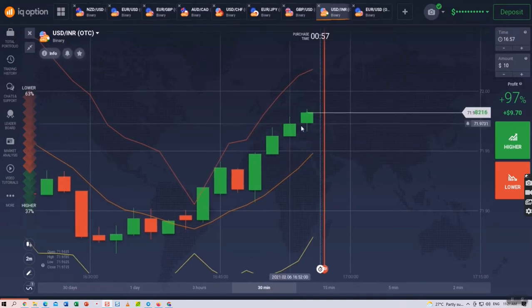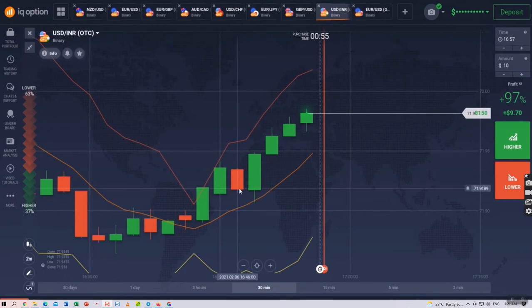Okay, we get back to our USD INR. You see, we have made our profit here if we had entered the trade here.